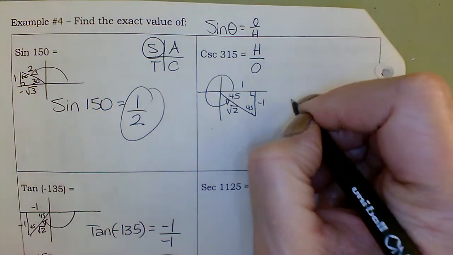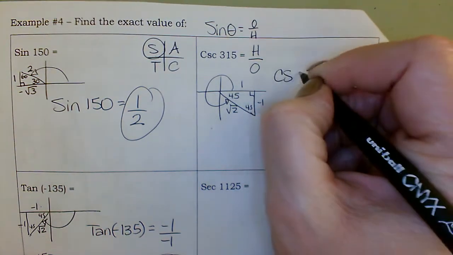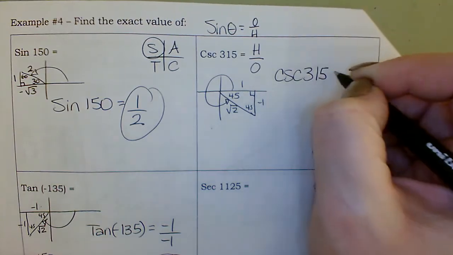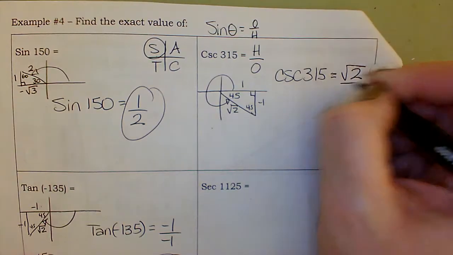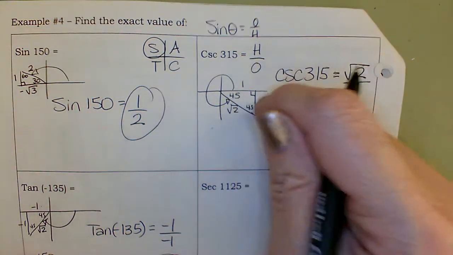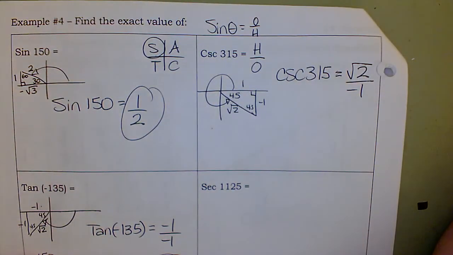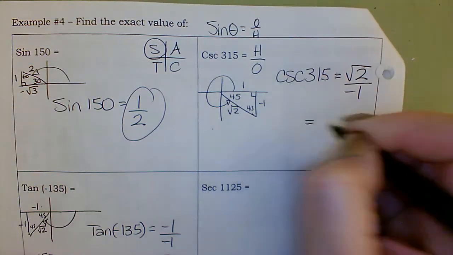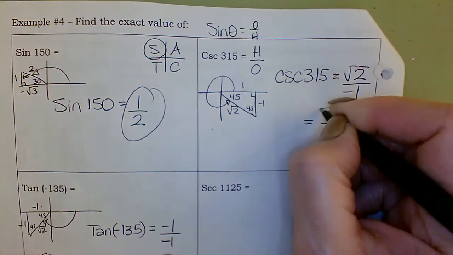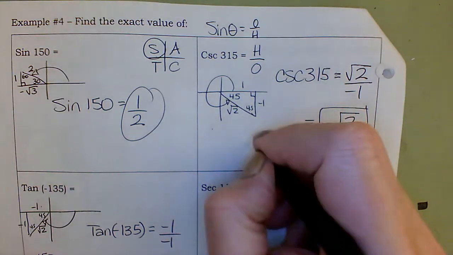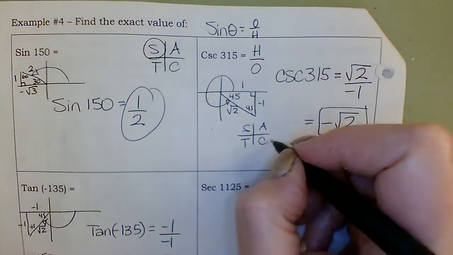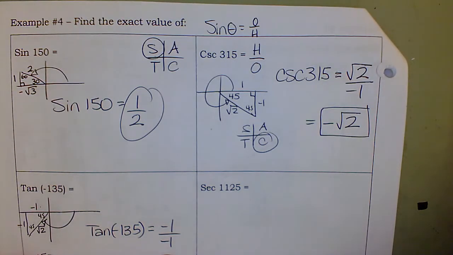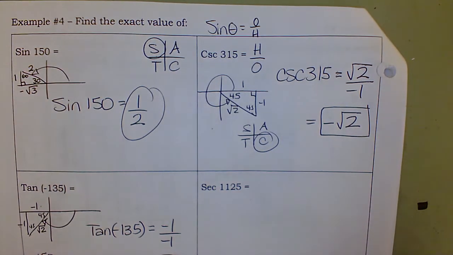And cosecant 315 is hypotenuse, which is root 2, over opposite, which is -1. So I'm just going to clean that up, and that's going to give me a negative square root 2. CAST rule, just make sure, in case you've dropped that negative there. And really, they shouldn't be negative in the first place because they are distances, but we put them on just so that we don't forget our signs.